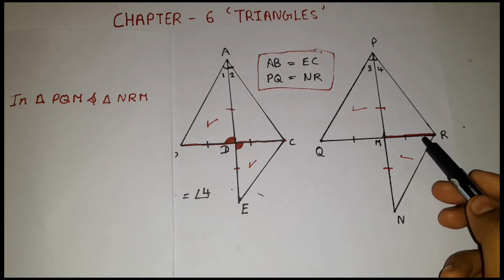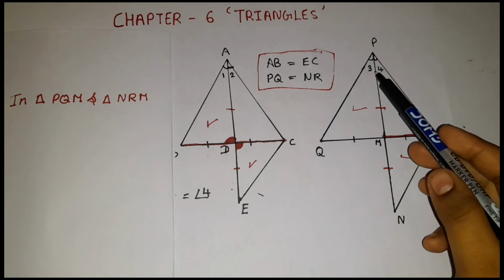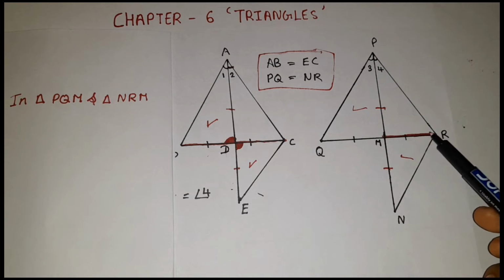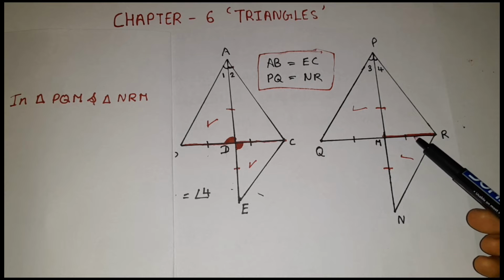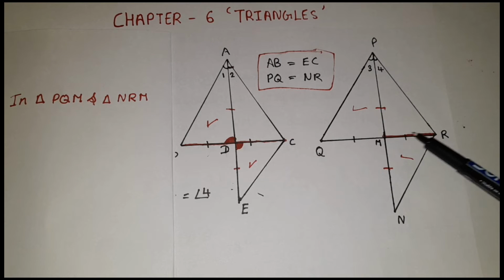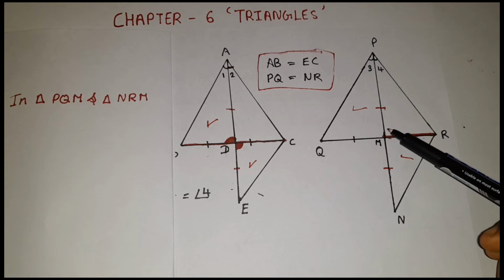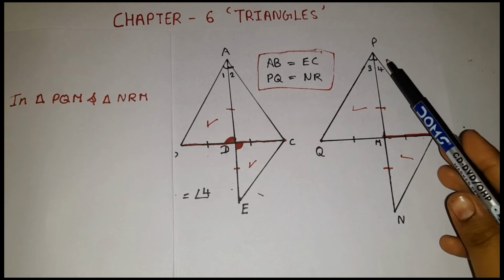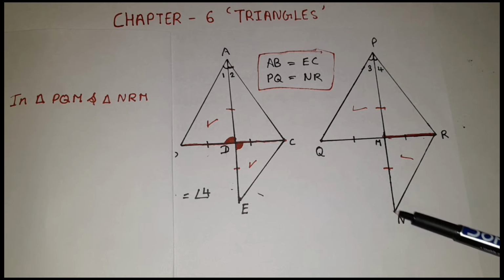A median means a line which is passing through a triangle. Here also in this triangle, they told that this is a median. Am I right? Then why can't this be a median? Of course, this is a median. But in other websites you won't get this as a median. So just because this is a median, I can say PM is equal to MN.